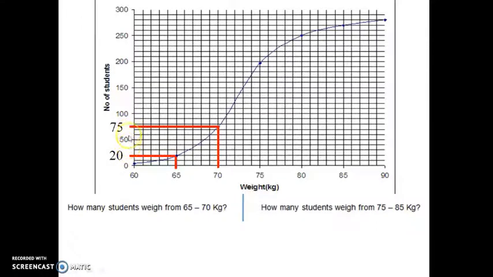if you want to find out how many students are between that weight and that weight, it's this number here. So how many are from 20 to 75? You do 75 minus 20, and you find out there's 55 students in between those weights. Because there's 75 lower than that and 20 lower than that, so in between must be 55. All right, try this last question once you're done.